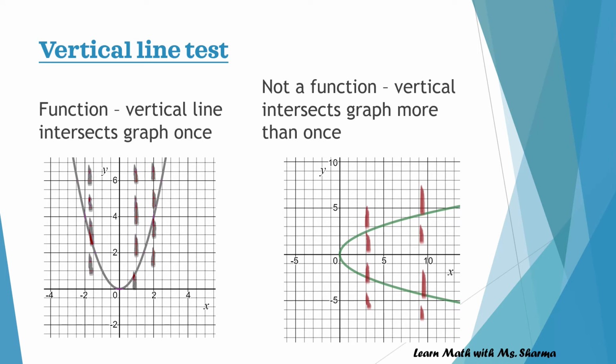Vertical line test, here's some example. Function, a vertical line intersects graph once. So if you draw vertical line anywhere on this graph, it intersects once only. But if you look at the next example, it says not a function, vertical line intersects graph more than once. If I draw vertical line anywhere on the graph, it crosses the graph more than once. So it's not a function. That means the domain here, the x value, you can see it twice. But over here, the domain is not repeated. The x value is not repeated.